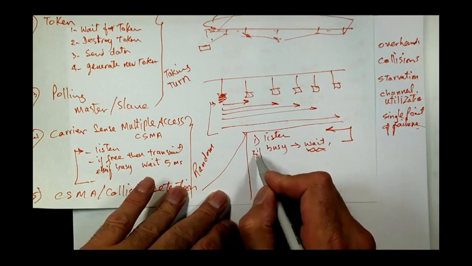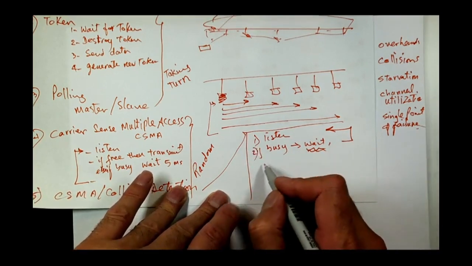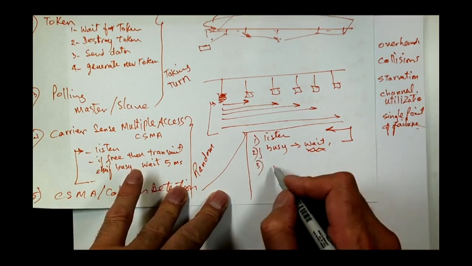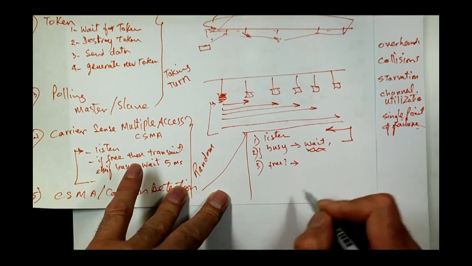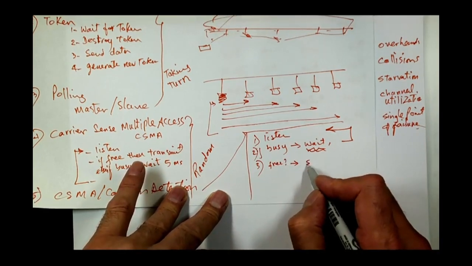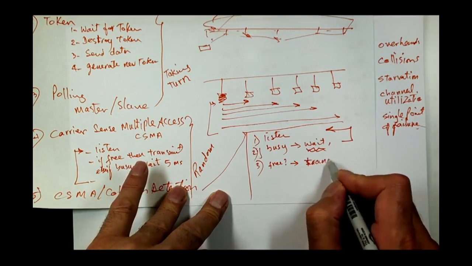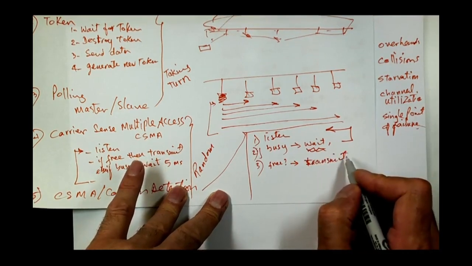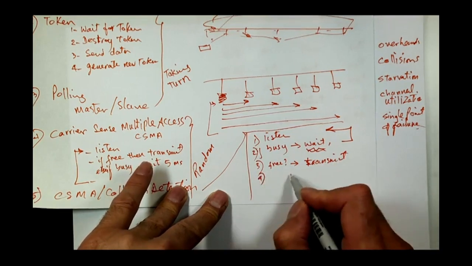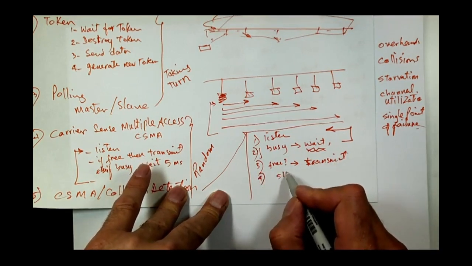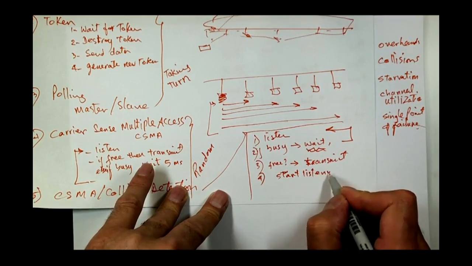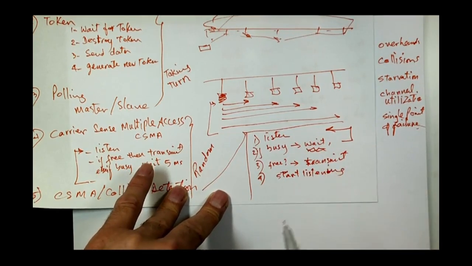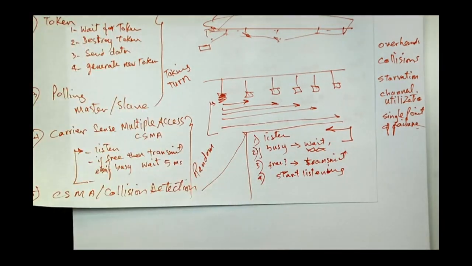Now, that's step number 2. If it's busy, then wait. Else, let's say the channel is free. If it's free, then send your data. Transmit. Start transmitting. But also, start listening or keep on listening. Start listening to your message. So you send and you listen at the same time.